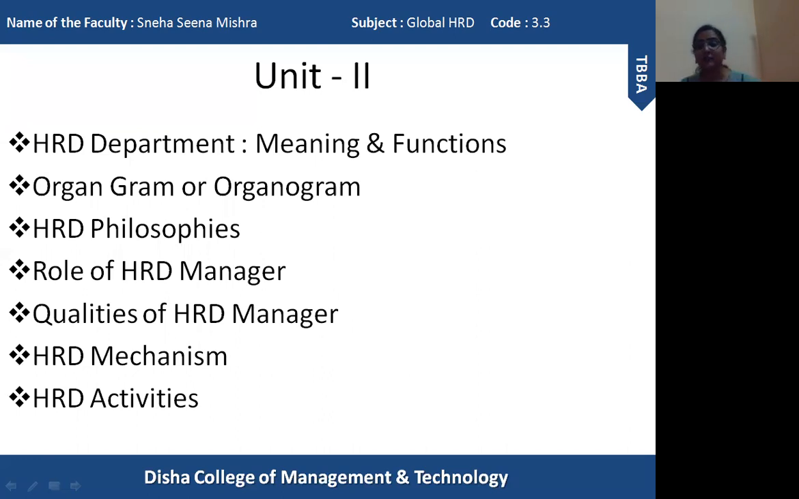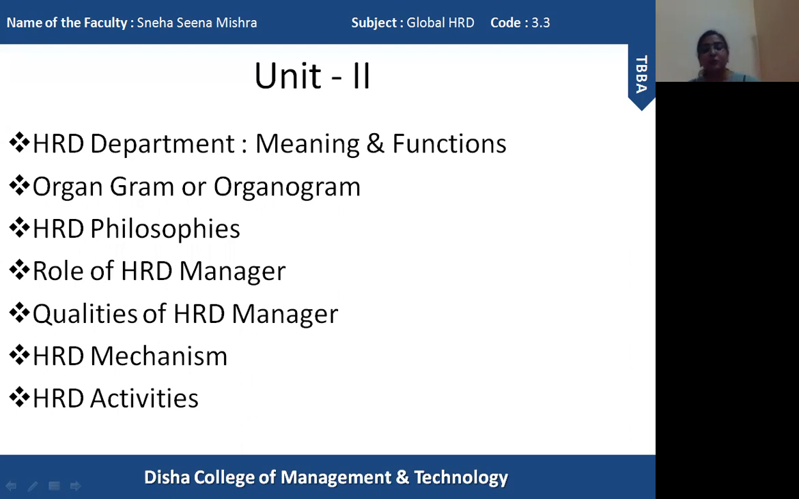Then comes HRD philosophy. It means when an organization wants to introduce the concept of HRD, they have to create certain philosophies to back the HRD concept. What are the things which are considered to be extremely prior for the HRD department? So all those things are very important. Why are HRD philosophies extremely important? What is the need for HRD philosophy? These are the part of your second unit.